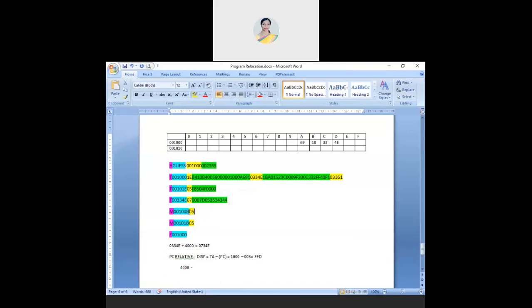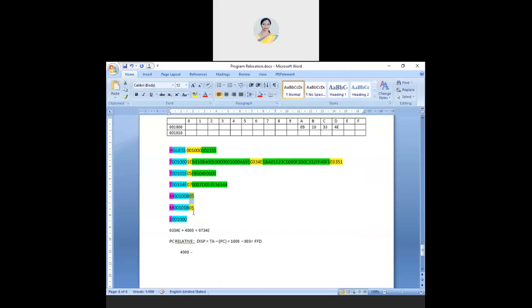So this indicates to the loader that when you are loading my instruction at the address 100B, please make the changes in the next 5 half bytes. You make the changes relative to the starting address where you have loaded my program. Okay, fine? Is it clear?